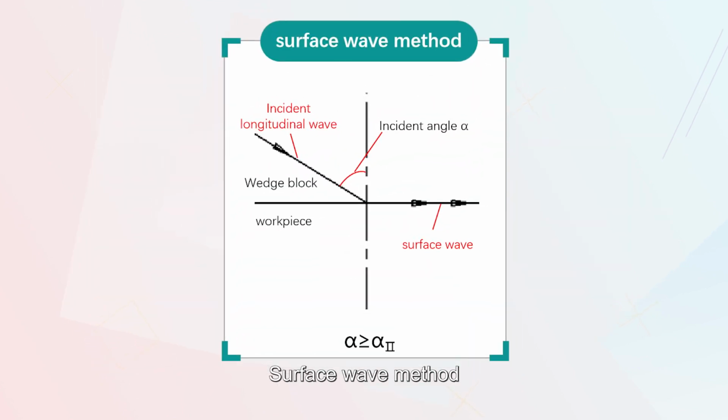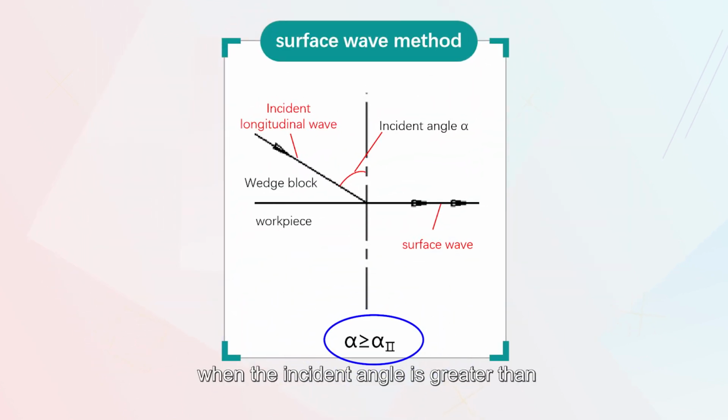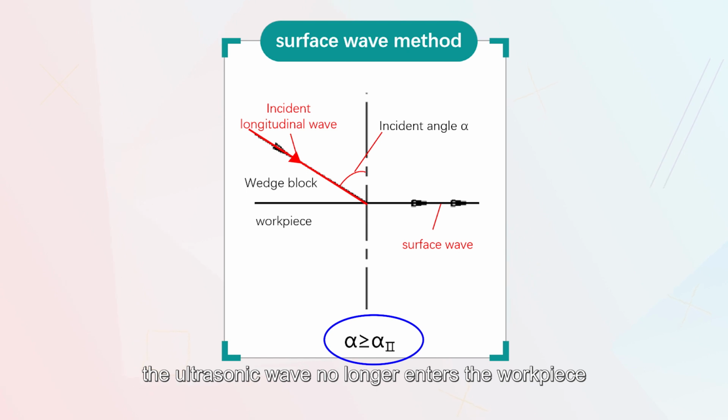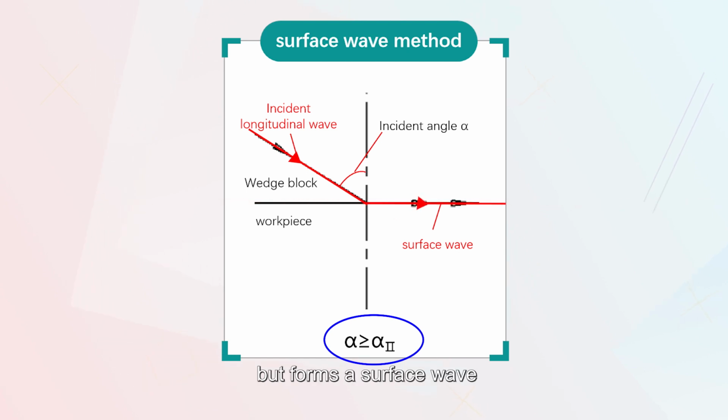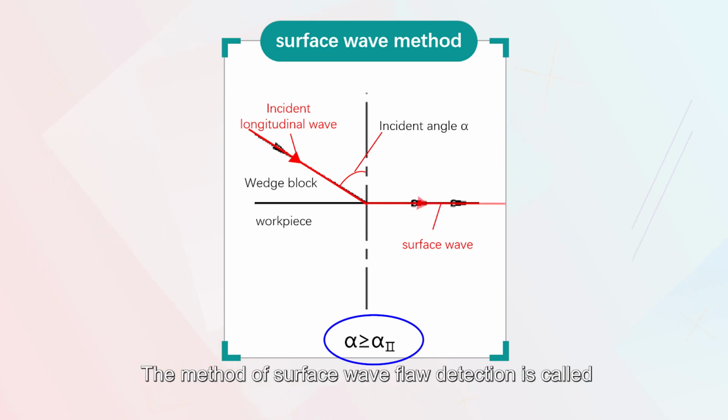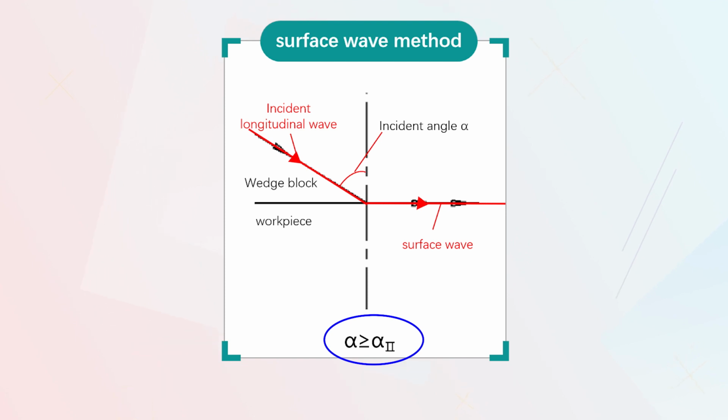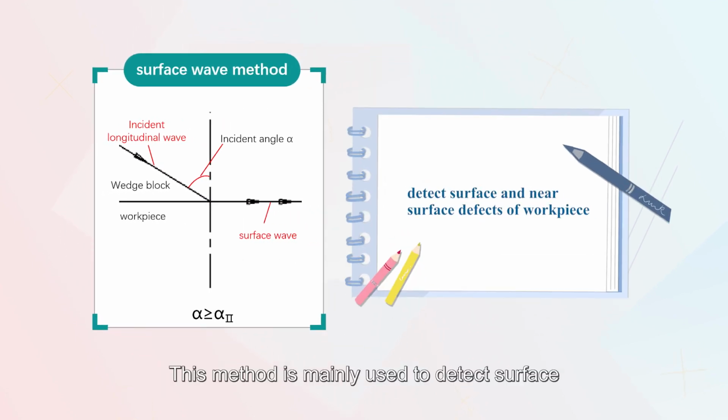Surface wave method. When the incident angle is greater than or equal to the second critical angle, the ultrasonic wave no longer enters the workpiece, but forms a surface wave propagating along the workpiece surface. The method of surface wave flaw detection is called the surface wave method. This method is mainly used to detect surface and near-surface defects of the workpiece.